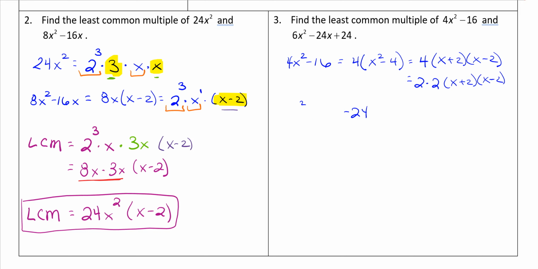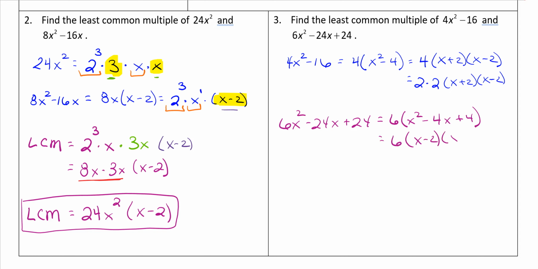So now we're going to look at the second expression. I'm going to do it in a different color, maybe to keep it a little bit easier to see. So 6x squared minus 24x plus 24. Now, this has a greatest common factor of 6, so we're going to take out that 6 first. So x squared minus 4x plus 4. This is going to factor a little more, x minus 2 and x minus 2, and even a little bit more because 6 is really 2 times 3. And then we have x minus 2 times x minus 2.